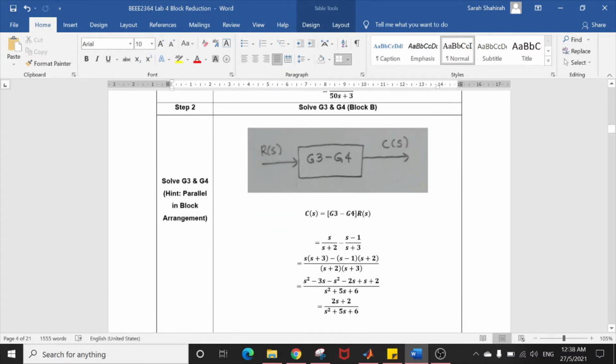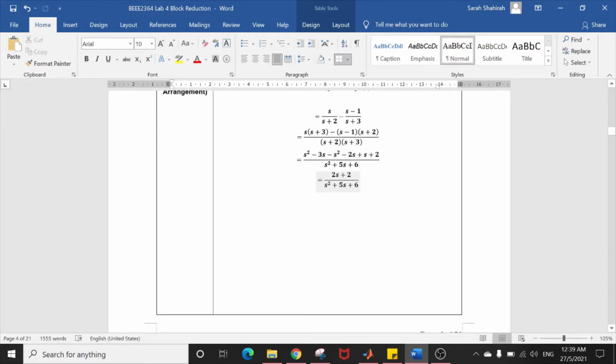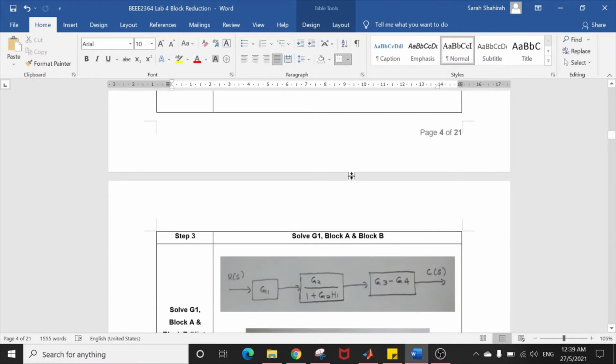And then for G3 and G4, the type of block is a parallel block reduction. And the formula is G3 minus G4. And the answer for the function for parallel block is 2s plus 2 over s squared plus 5s plus 6.